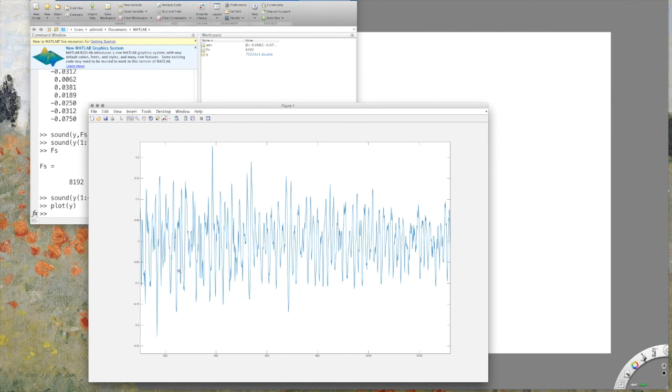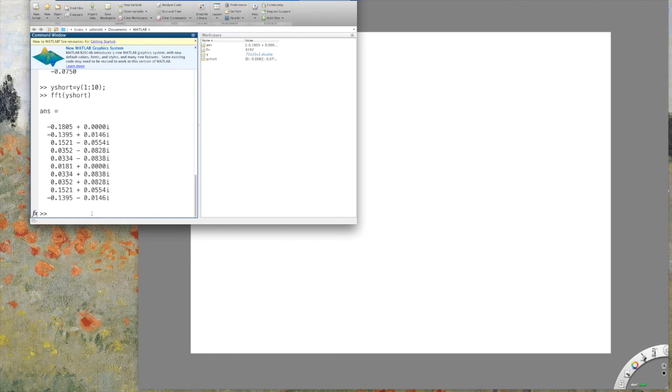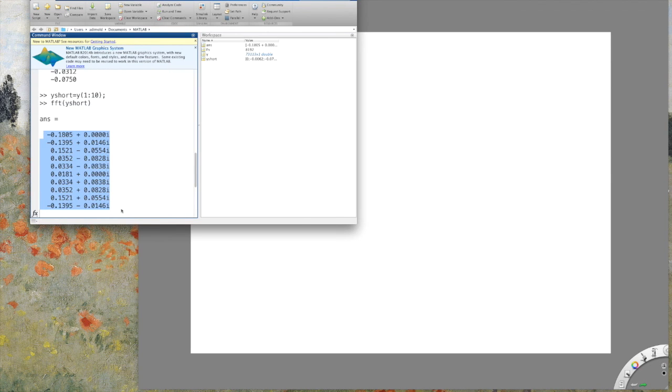So it's a lot of numbers, and the discussion here is what's the meaning of the Fourier transform. So let me just focus on the first 10 samples. Now if I do, let's say, y short is y from 1 to 10, and now I can do FFT of y short, and it responds back with 10 numbers. So the original 10 numbers of my signal are these, and this is the discrete Fourier transform of the signal. And the question here is, what's the meaning of these numbers?